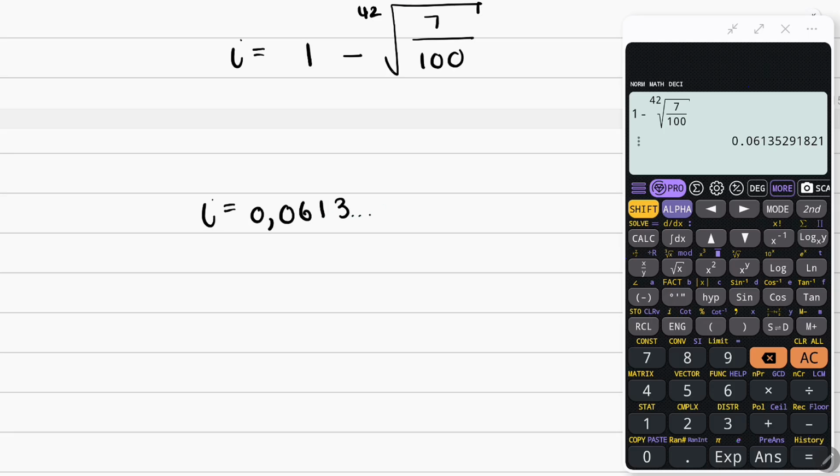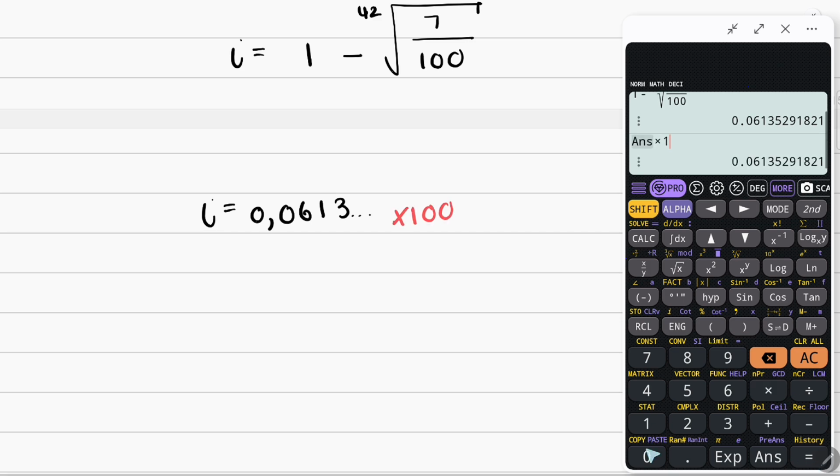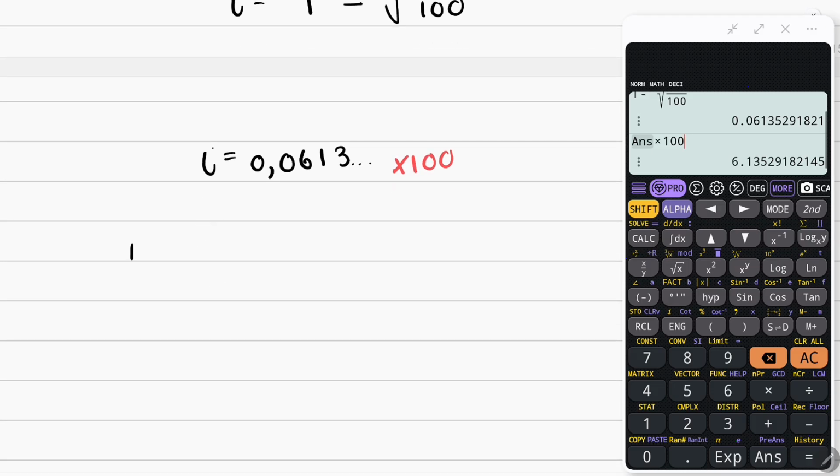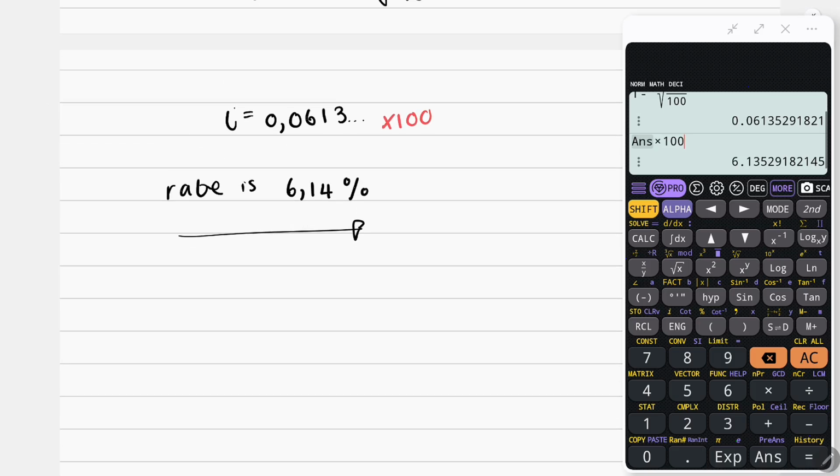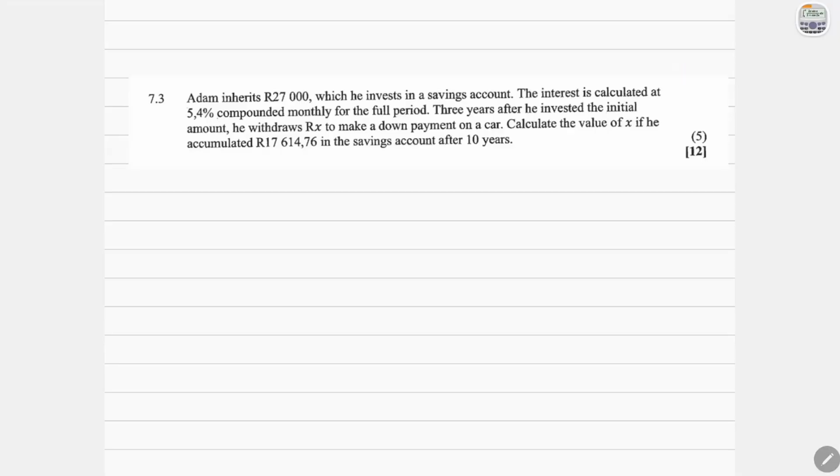0.0613, and then if you multiply this by 100, we have that rate that they were referring to. We can just tell them that the rate is 6.14. It's going to round up, 6.14% per annum, per year. And that is our answer. And we move on to the next question.